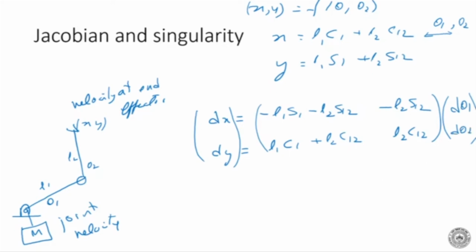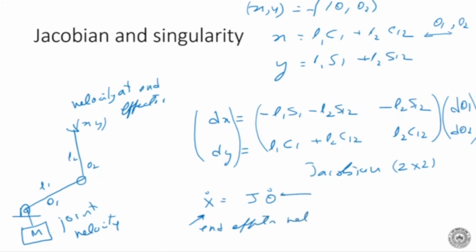Okay. Now this is called the Jacobian, and in this particular case it is a 2 by 2 matrix, and we can write it in short as x dot is equal to J into theta dot. Okay, where what is x dot? X dot is the end effector velocity, and this one is the joint velocity.